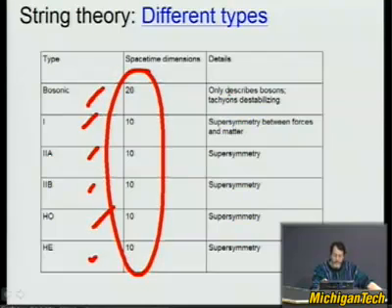Details were that these 26 only described bosons, tachyons were destabilizing, supersymmetry between forces and matter, were all part of the other ones. And now I think most of these theories are all thought to be part of the same general theory, or flavors of the same kind of general theory. So you have a general theory called M theory, and then given ways of describing it.